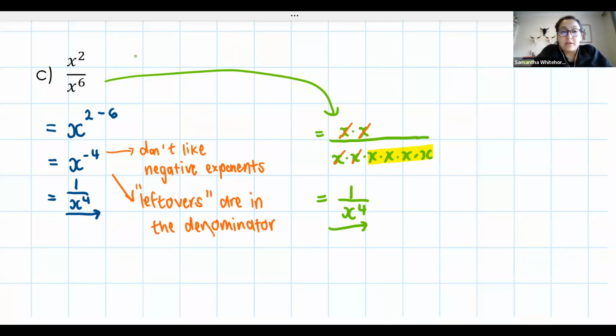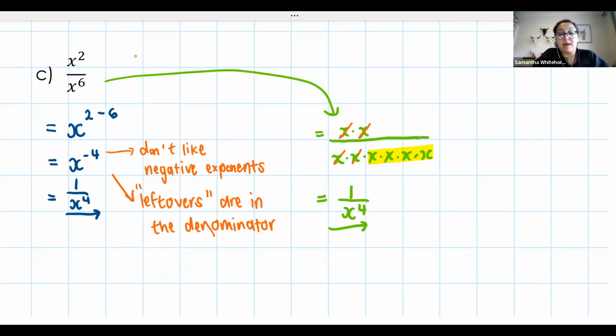Now, I prefer the method in green, the cross cancelling, just because it means that I never really have to worry about negative exponents. But with that being said, you are welcome to apply your law and subtract. Just remember, we don't like negative exponents, and what that negative exponent actually means is that the leftover for that base is in the denominator, and so we need to put it in our denominator. Yeah, I know this is a bit of a tricky concept, so we are going to practice more. But this is what you need to understand: when your exponent is negative, you have a fraction.